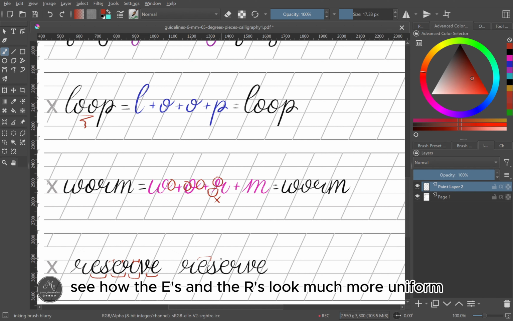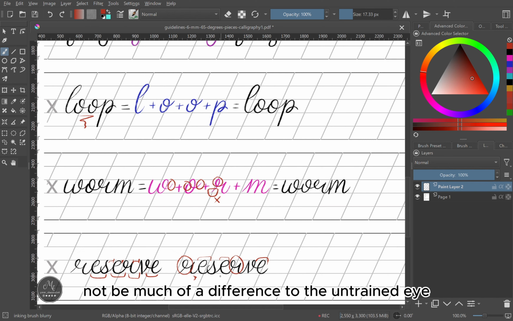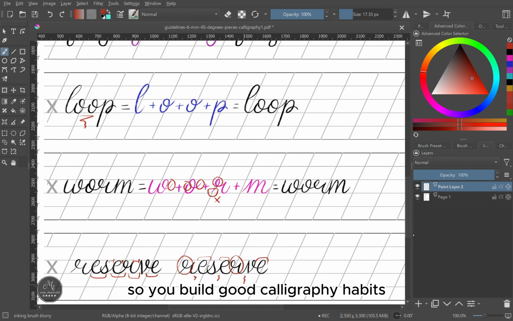See how the E's and the R's look much more uniform and the spacing is better now? It might not be much of a difference to the untrained eye, but it is really important to pay attention to these things so you build good calligraphy habits.